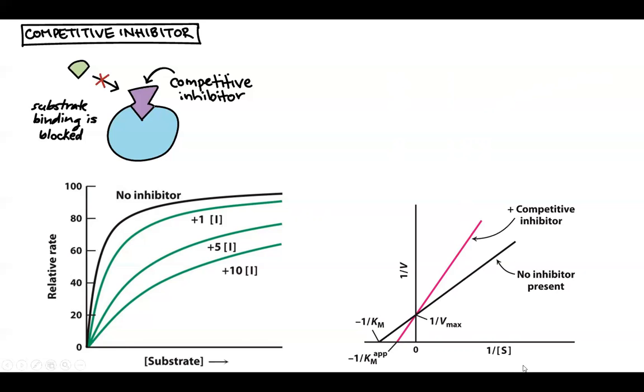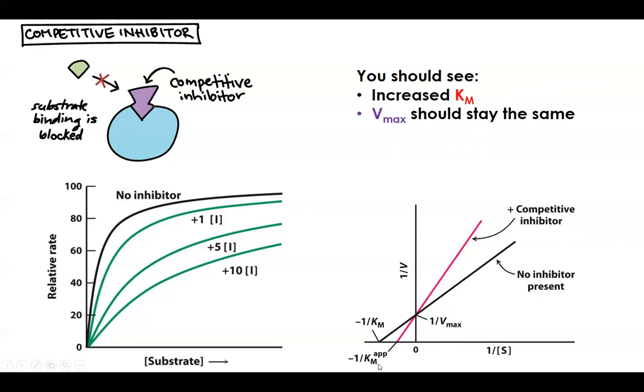You can see right away that the y-intercept is pretty much the same for both of these lines, but the x-intercept is different. That tells us that the Vmax must have remained the same while the Km changed. Okay, so for a competitive inhibitor, we should see an increased Km. So again, that makes sense. It takes more substrate to get the enzyme to that point.